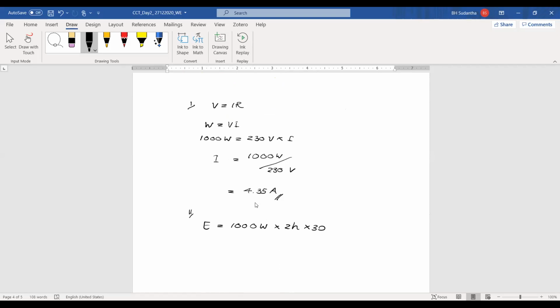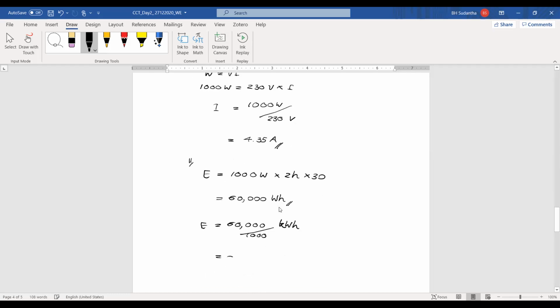Okay. Then this will be 60,000 watt hours. That is in watt hours. And we can convert it into kilowatt hours. Then 60,000 divided by 1000, then it will become kilowatt hours. Then this is 60 kilowatt hours.